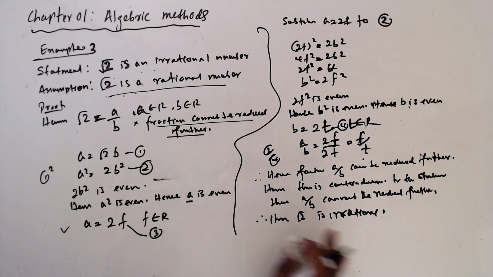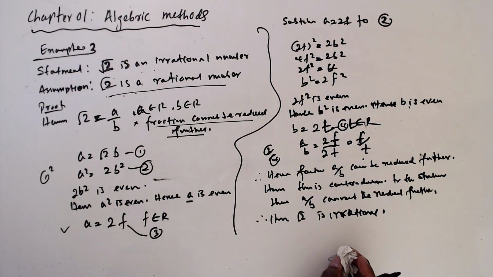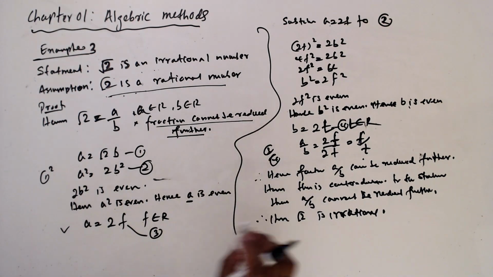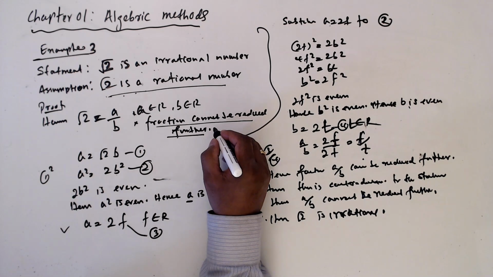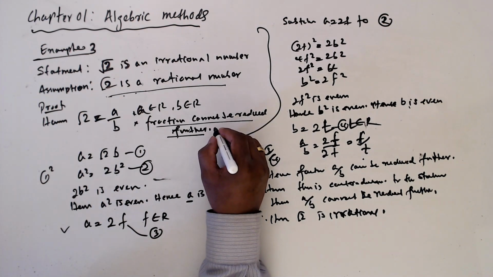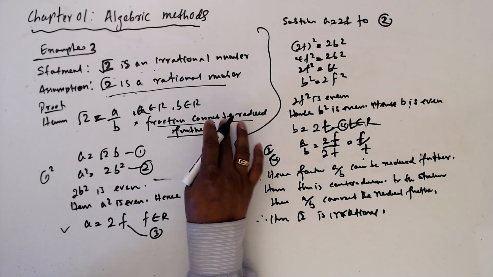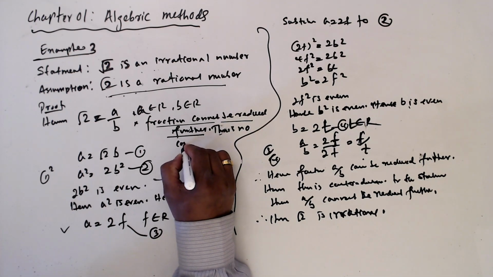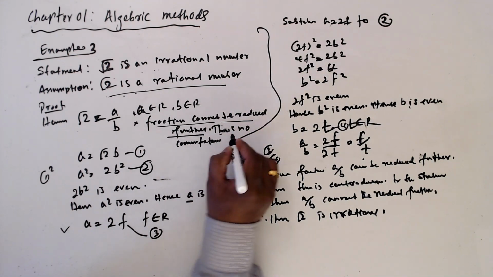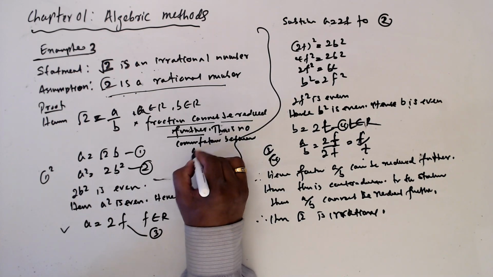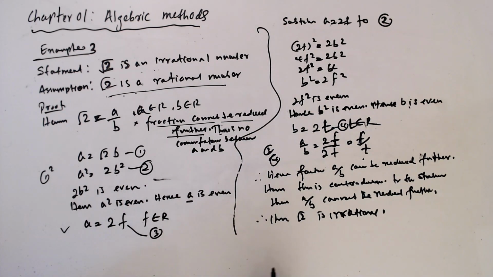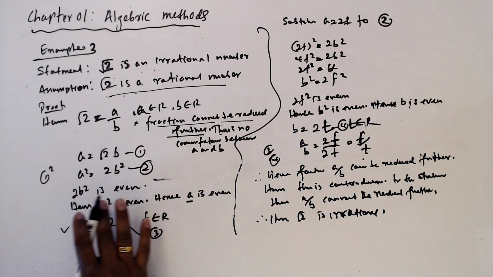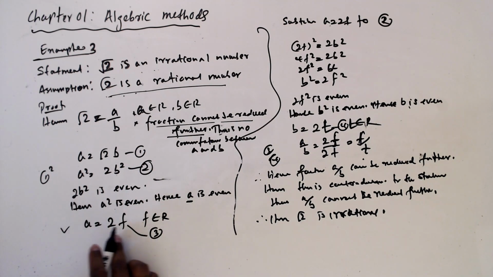So this is one way. You can simply change this one. If we add that it cannot be reduced further, there are no common factors between a and b. So this means that there is no common factor between a and b. So that is the idea behind it. Then you do this one and you will tell that a equal to f.